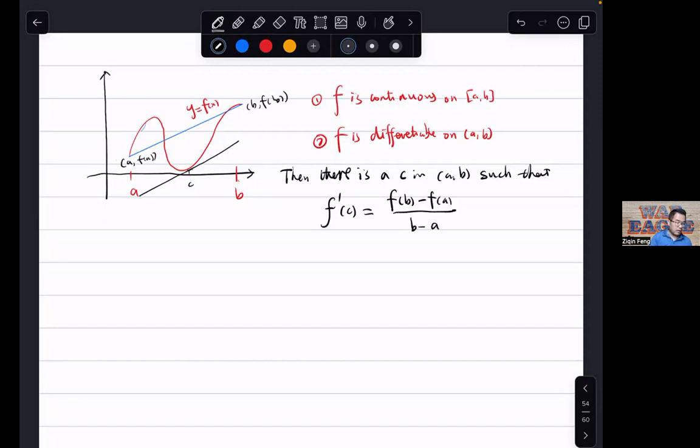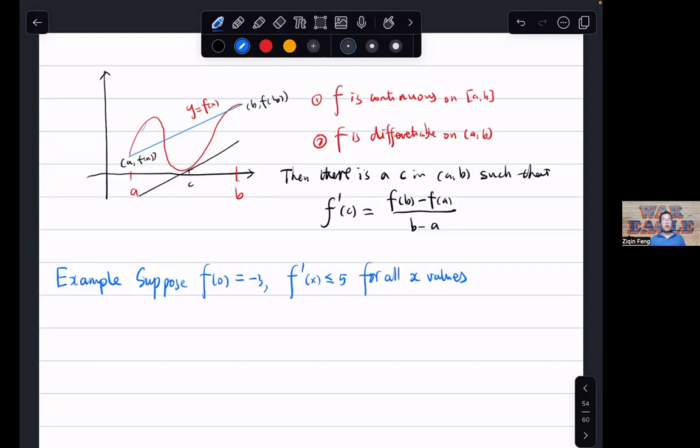So let's see some applications. Just see one example where we can apply this to make some judgment. Suppose f of 0 equals negative 3. f prime of x cannot be too big. It is less than or equal to 5 for all x values, which means this function is always differentiable. Always differentiable means always continuous.